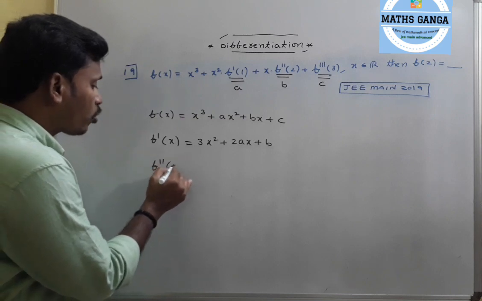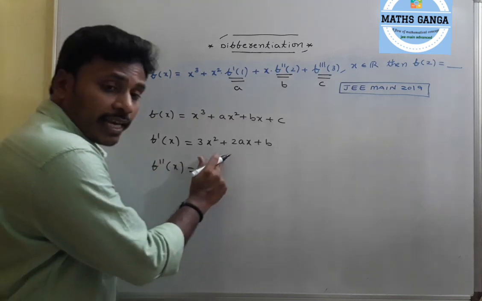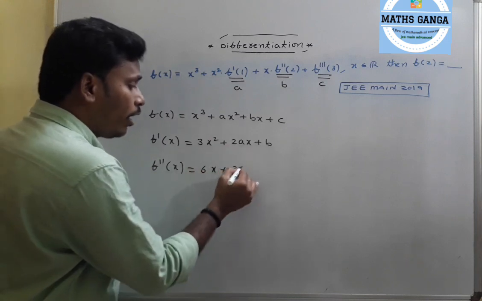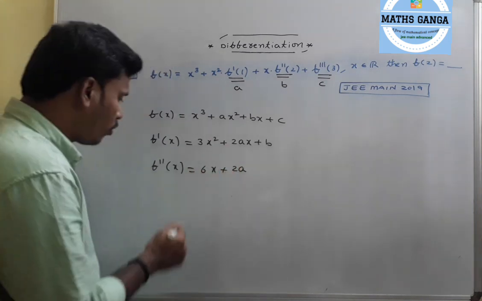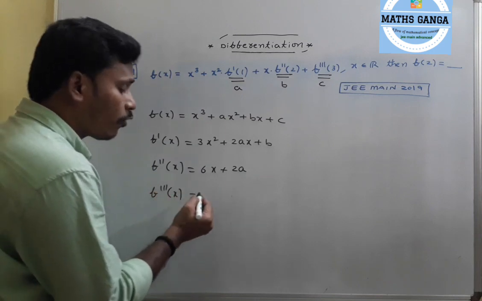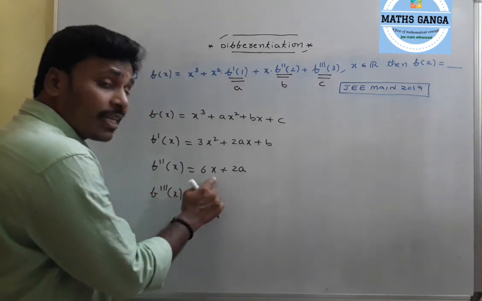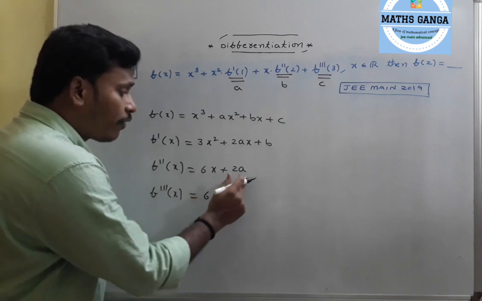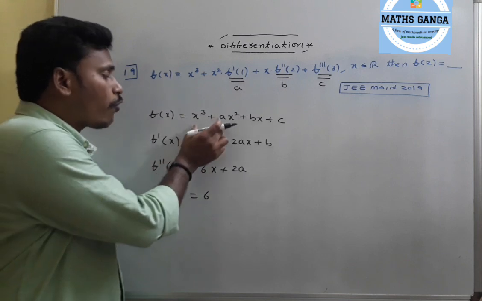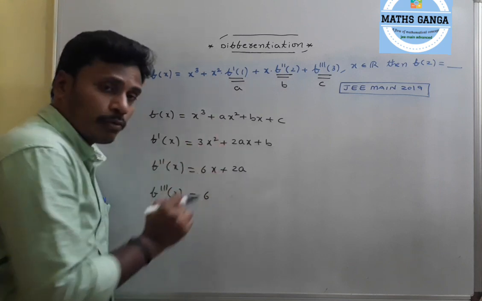So f double dash of x is simply, for 3x square it is 6x, for 2ax it is 2a, and for the constant it is 0. Now the third derivative, f triple dash of x. For 6x the derivative is 6, and for 2a, since it is a constant, its derivative is 0. So finally this is f of x, f dash, f double dash, f triple dash.